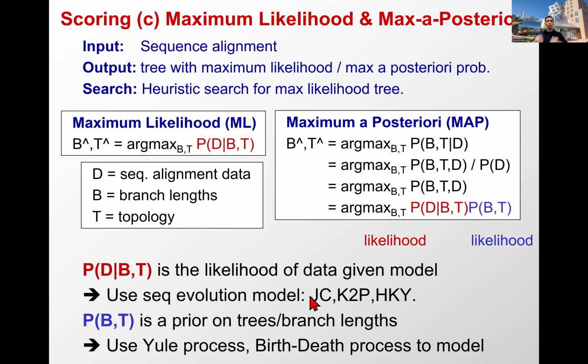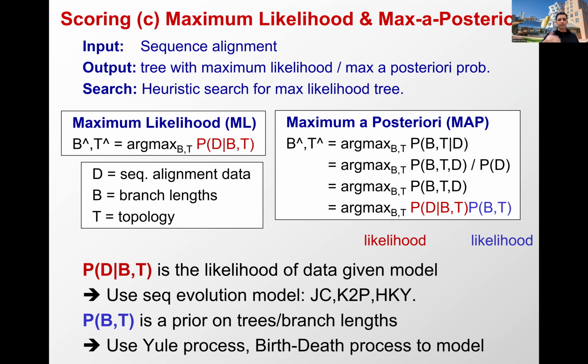Namely, I have a forward process that generates data according to some probability. And I can just say, given a Jukes-Cantor model, a Kimura two-parameter model, HKY model, what is the probability of generating the observed sequences? Why is that helpful? Because I can say, given topology A and topology B, which topology better explains my data?